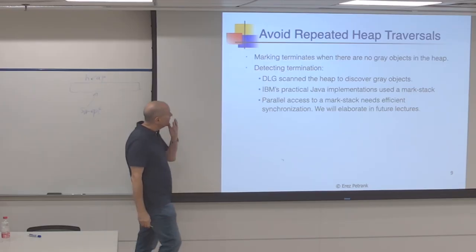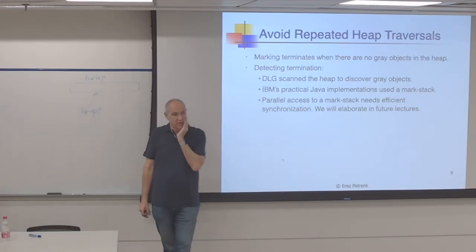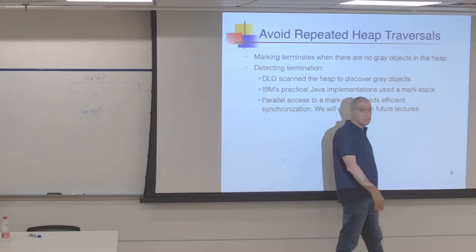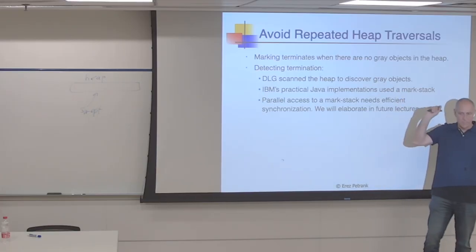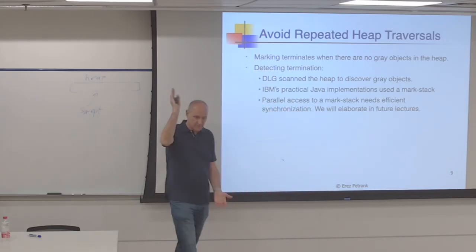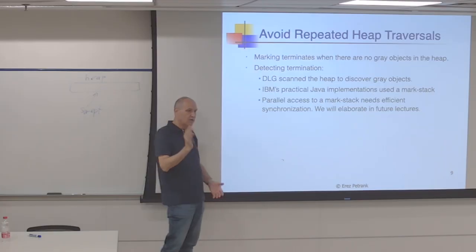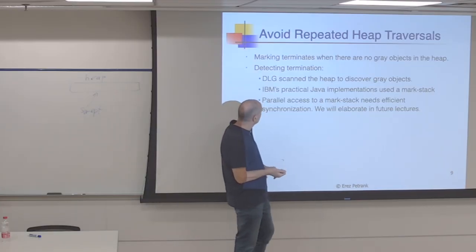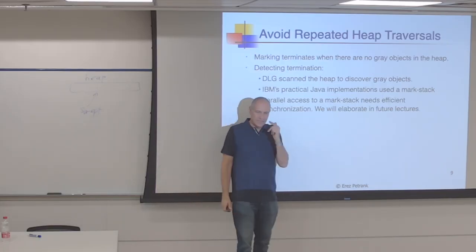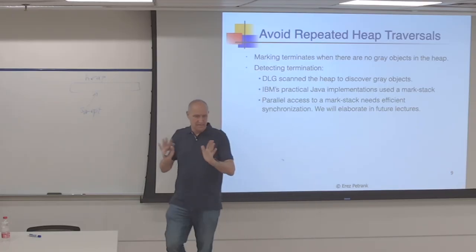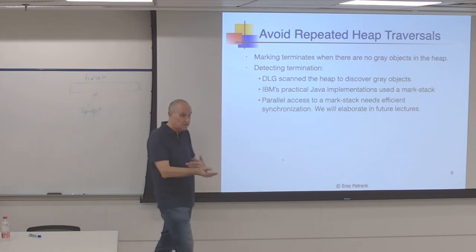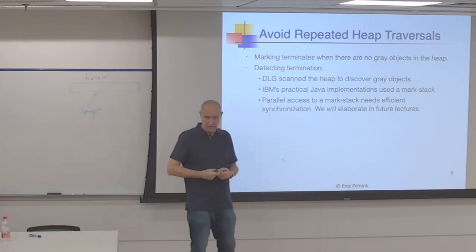Okay, so another topic. We want to avoid repeated heap traversals. So originally in Dijkstra, they said, let's look for a gray object and then trace its children and make it black. So looking for a gray object throughout the heap is very expensive. If for each gray object we have to go through the entire heap, heaps are large. We don't want to do that. So even Dijkstra says in his paper that you shouldn't do this in real life. You should have some list of gray objects. And if you make an object gray, add it to the list. And if you need a gray object, just go to the list and get it from there.